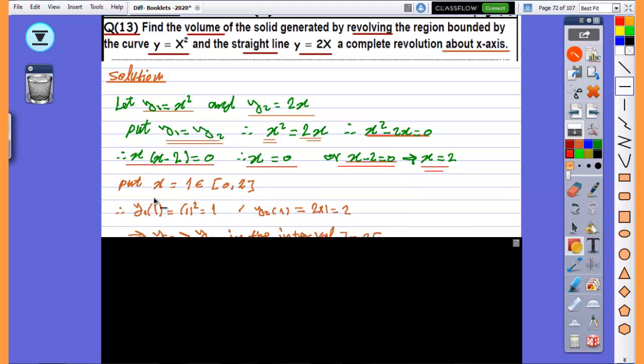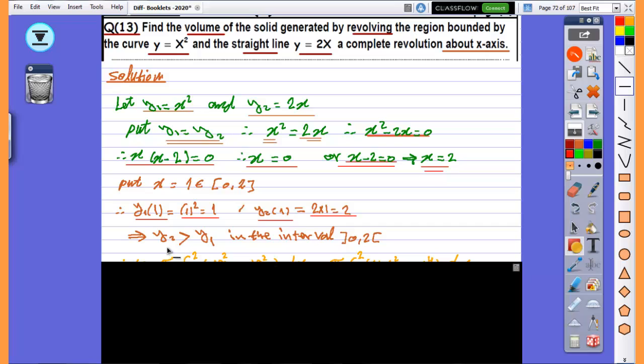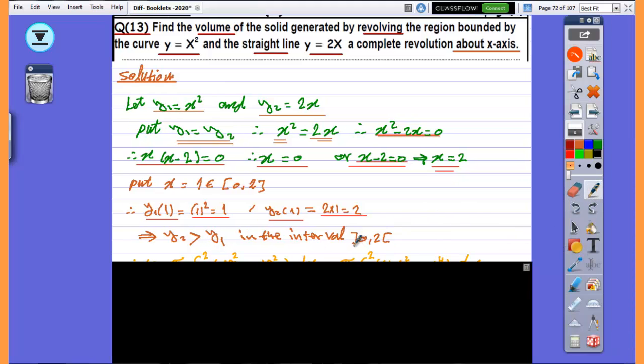Now we will put x equals 1 such that 1 belongs to the interval 0 and 2. So y1 equals 1 square, which equals 1, and y2 of 1 equals 2 multiply 1 equals 2. Here we notice that y2 is greater than y1 in the open interval 0 and 2.